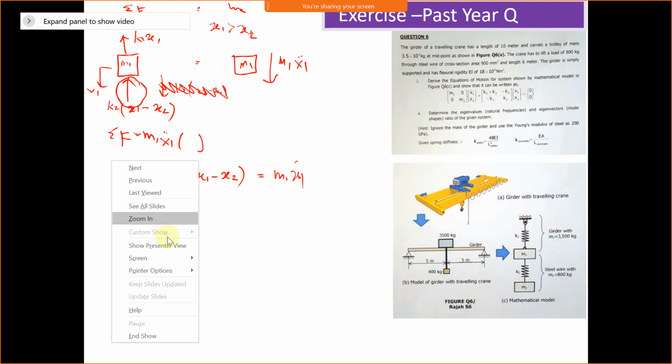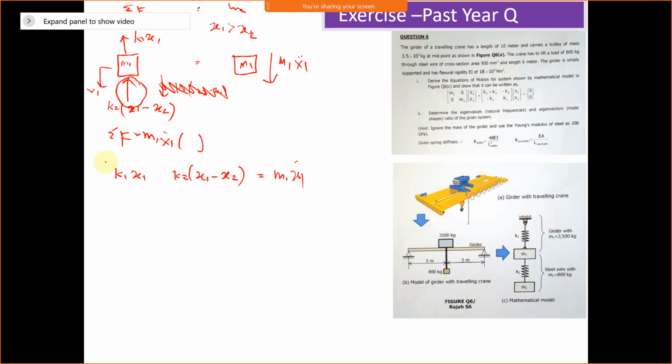Sorry. Negative, positive. So that is our first equation. So expand it and then rearrange balik our equation, then kita akan dapat negative K1 X1 minus K2 X1 plus K2 X2 equals to M1 X double dot 1. Okay. Alright then.